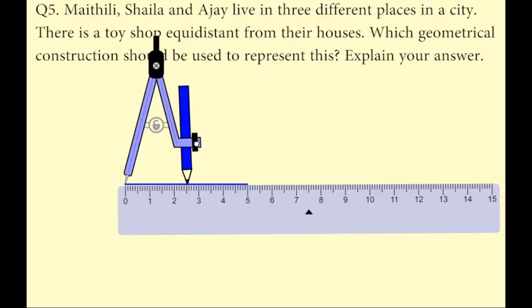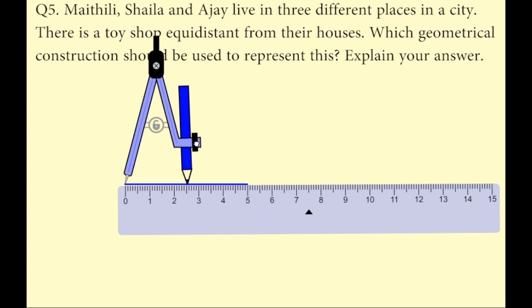Question number 5. Maithili, Shaila and Ajay live in 3 different places in a city. There is a toy shop equidistant from their houses. Which geometrical construction should be used to represent this? Explain your answer. So in this question, there are these 3 people who are living in 3 different places in a city, and the toy shop is at equal distance from their houses. So now we have to explain which geometrical construction should be used to represent this.